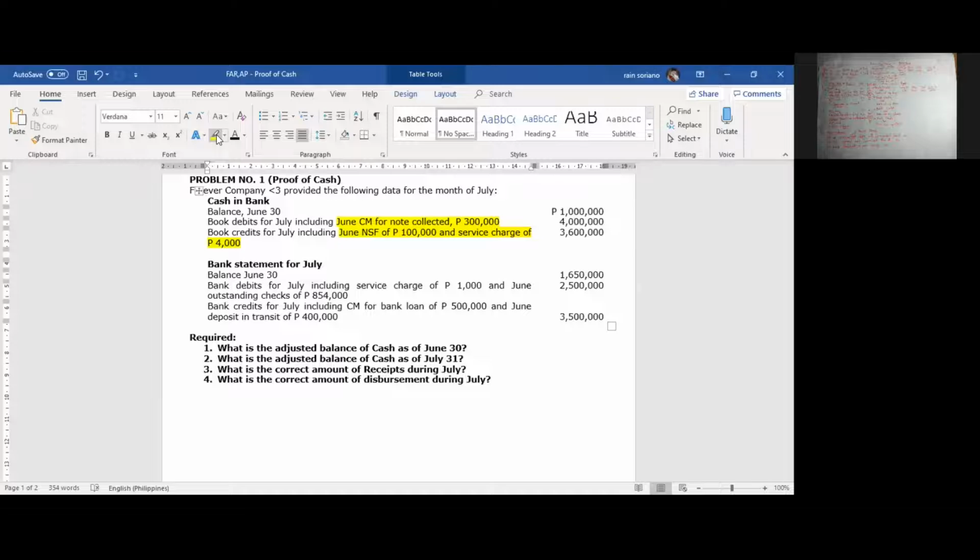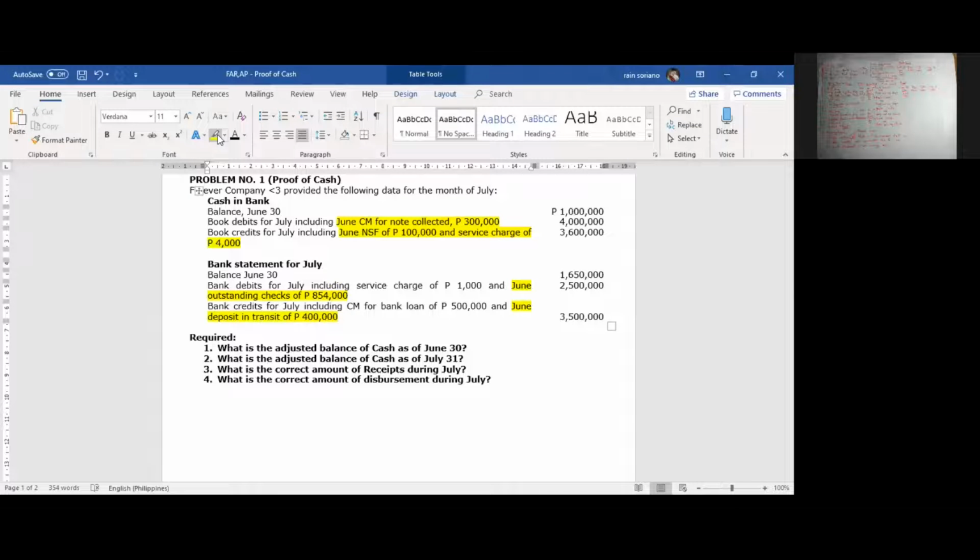So normal bank reconciliation pa lang ang ating ginagawa. Next, bank debits for July, including service charge of 1,000 pang July na yan. June muna tayo. And June, outstanding checks. So may outstanding check daw ng June equal to 854. Ang OC, alam natin na dinideduct yan sa June. So minus 854 sa June 30 balance per bank. And then bank credits for July, including credit memo pang July na yan. June muna tayo. And June, deposits in transit of 400,000. Ang DIT, ina-add naman yan. So plus 400,000 in our computation.